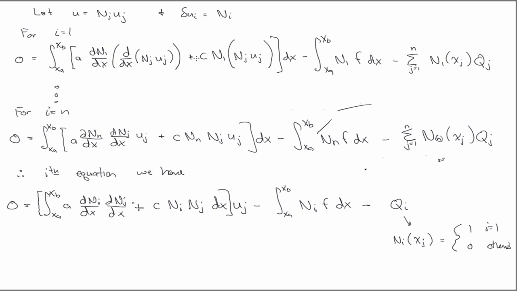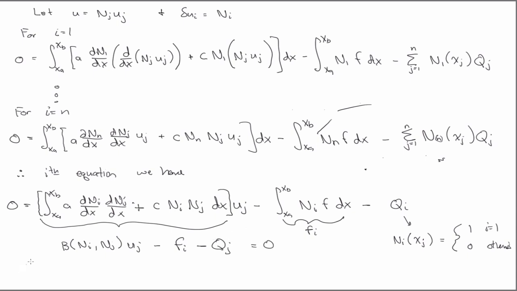All right, so if you'll notice this guy is this. Then we have the constant UJ there, minus, we'll just call this fi. So we have minus fi minus qj, and that's all equal to 0. So we typically write this as Kij UJ, and we write this as fi. So we have the matrix equation Kij uj equals fi, or KU equals F.